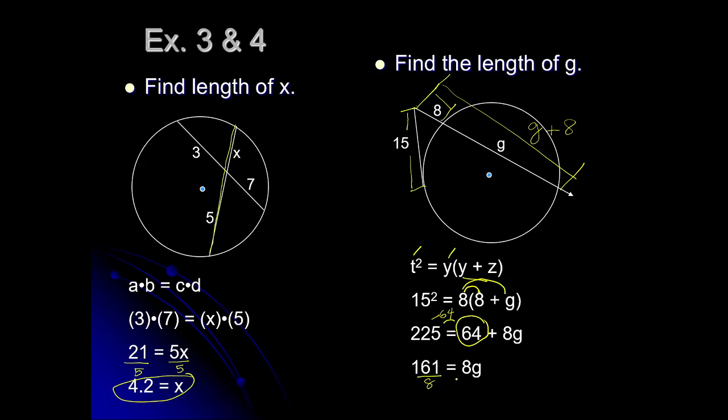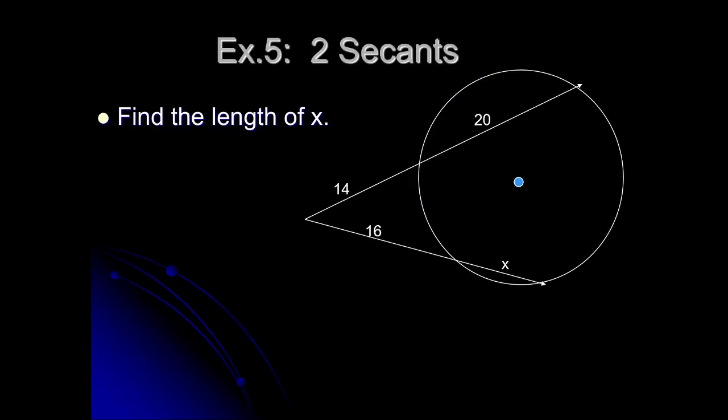Dividing both sides by 8, what is G? G is simply 20.125. That's the value of G now. Okay? Let's have more examples.